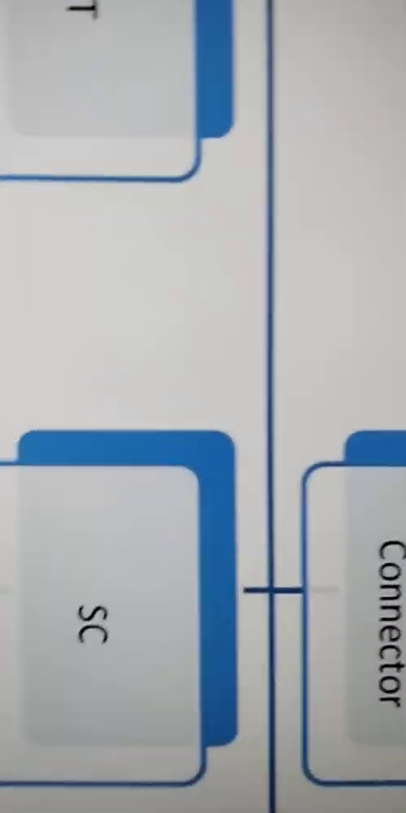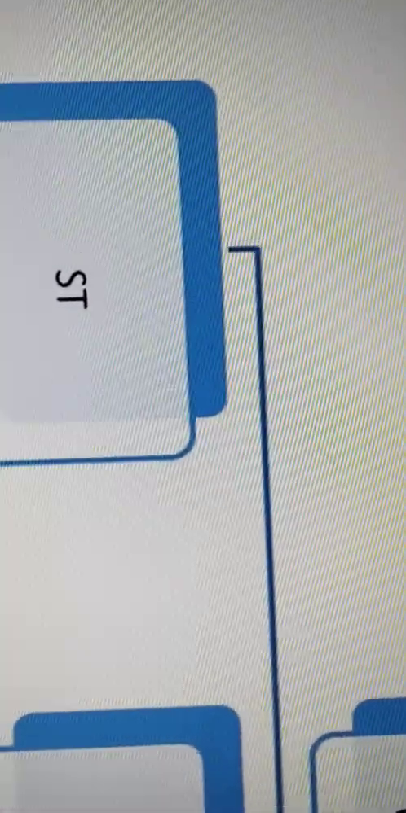The 3 most common connectors include SC, ST, and LC. Most popular today are these 3. Also known as Sam's Charlie, how you could memorize it. Sam's Charlie, Sam Tom, and LC is on the next page, but it's Lucid.